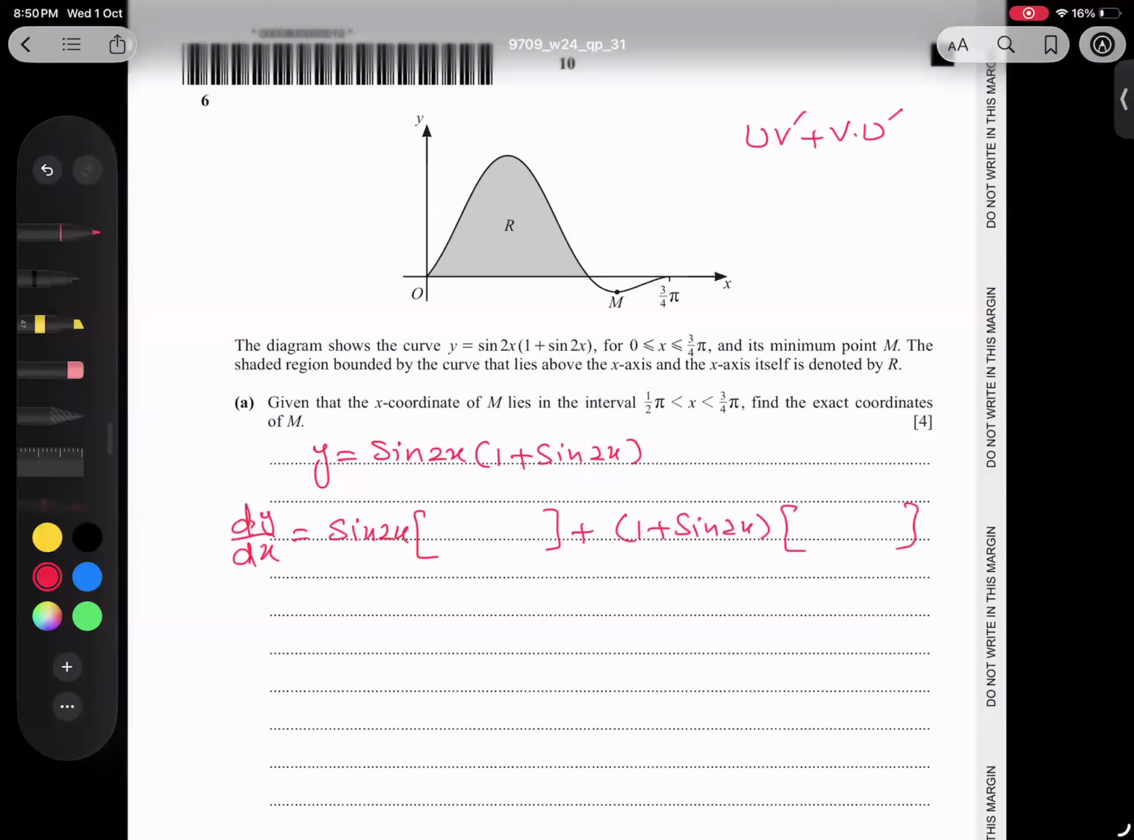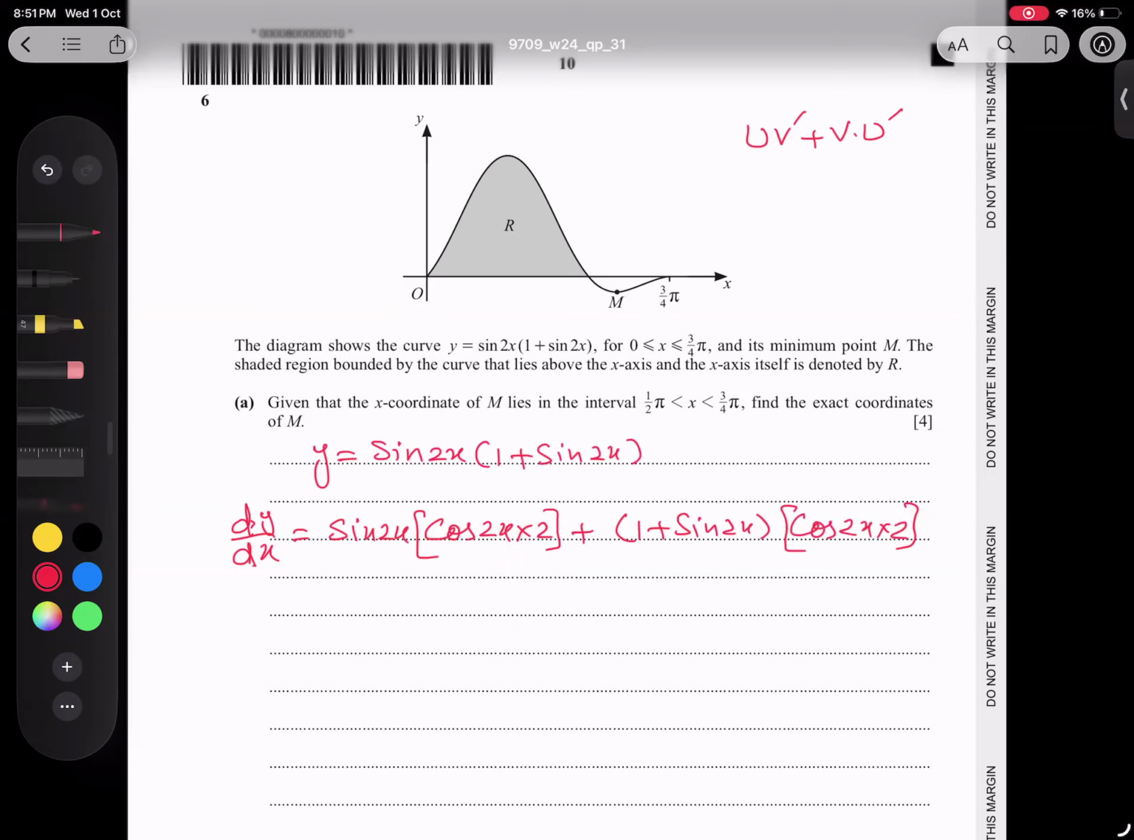Okay, so what is this derivative? The derivative of 1 is 0, and sine gives cos double x multiplied by 2. These two come from the angle's derivative. Don't forget it's 2. And the other one is a simple sine derivative. Again the same, cos 2x into 2.